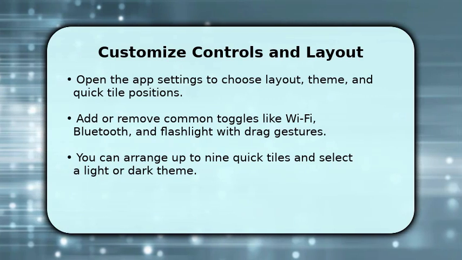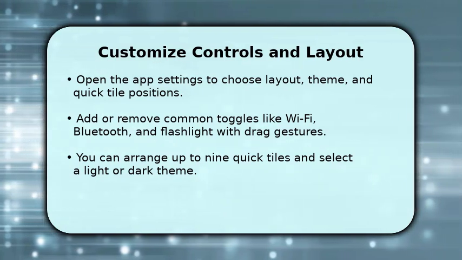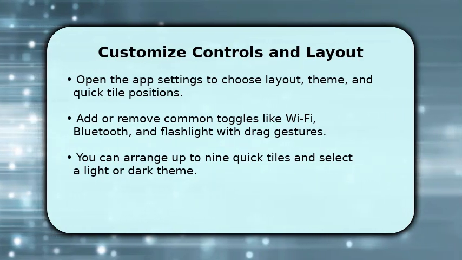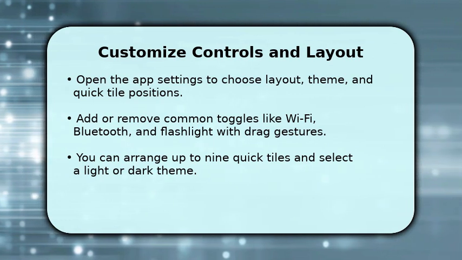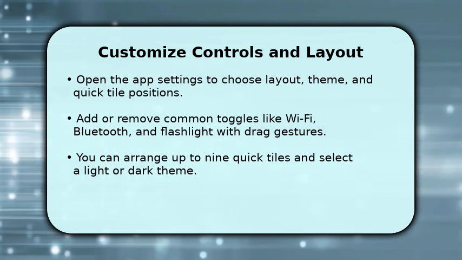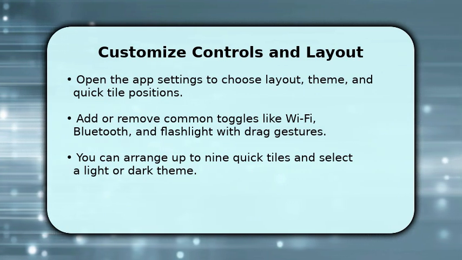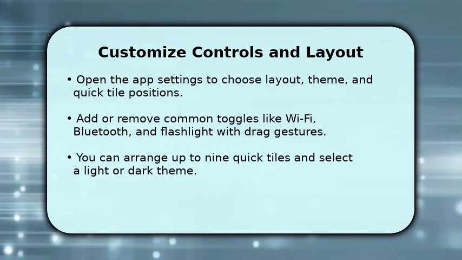Open the app settings to customize layout, theme, and quick tile positions. Use drag gestures to add or remove tiles like Wi-Fi, Bluetooth, and flashlight. Choose between a light or dark theme for better visibility in different lighting.